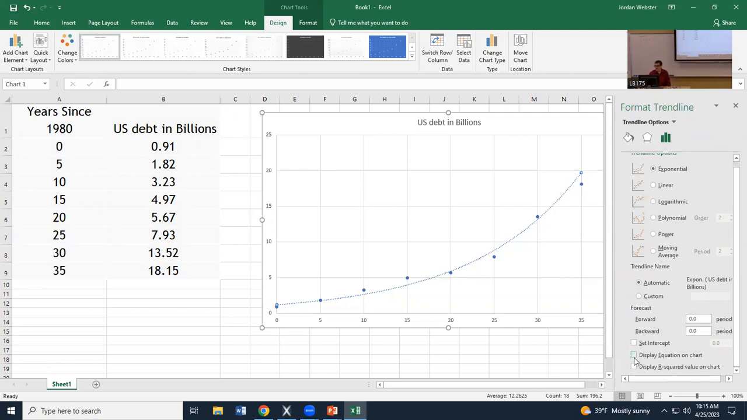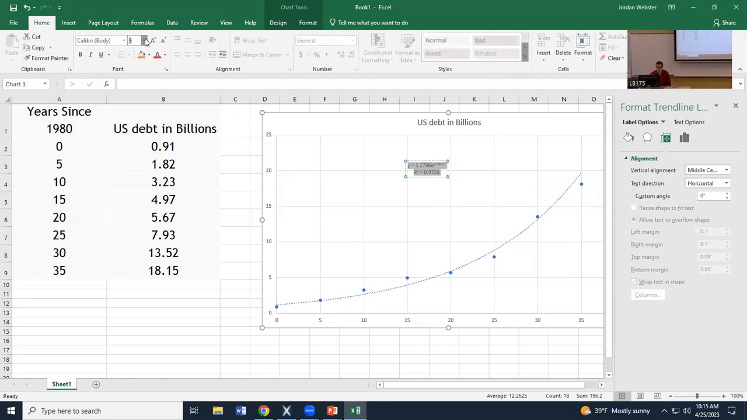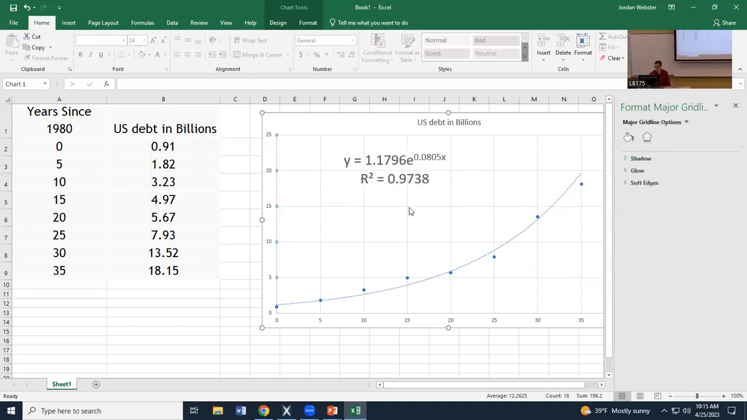And then down here at the bottom, it says display equation on chart and display R squared value on the chart. So I'll just click on both of those. We'll make that bigger. Put 9 right now. I'll make it 24. There you go.